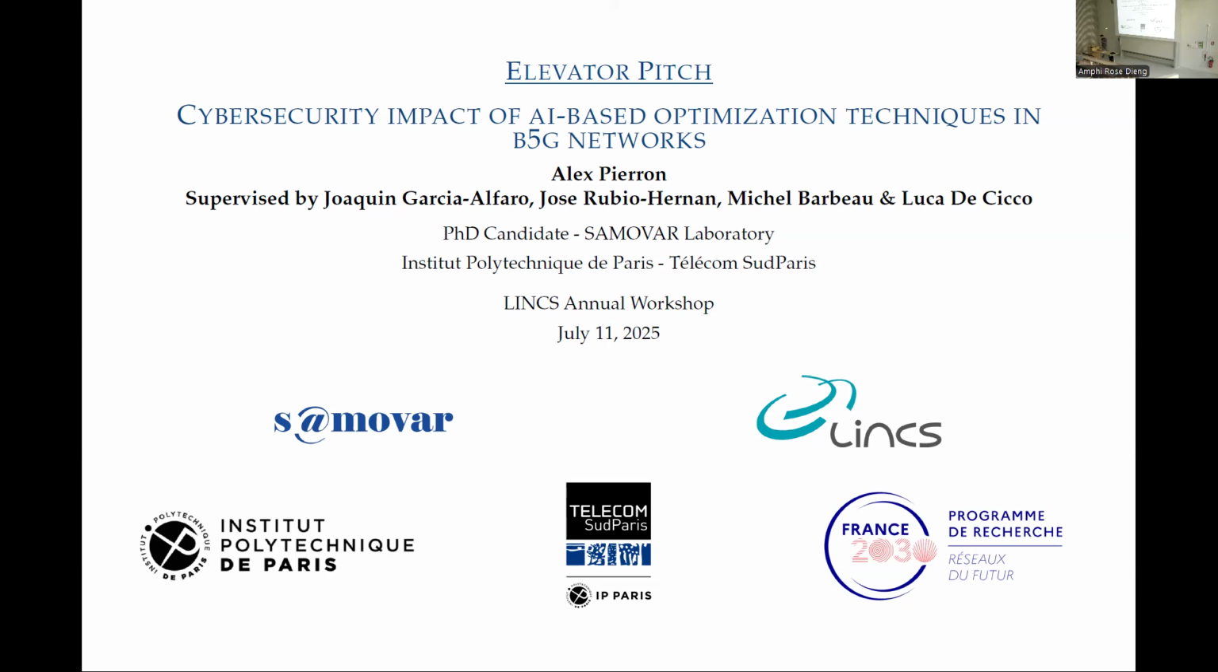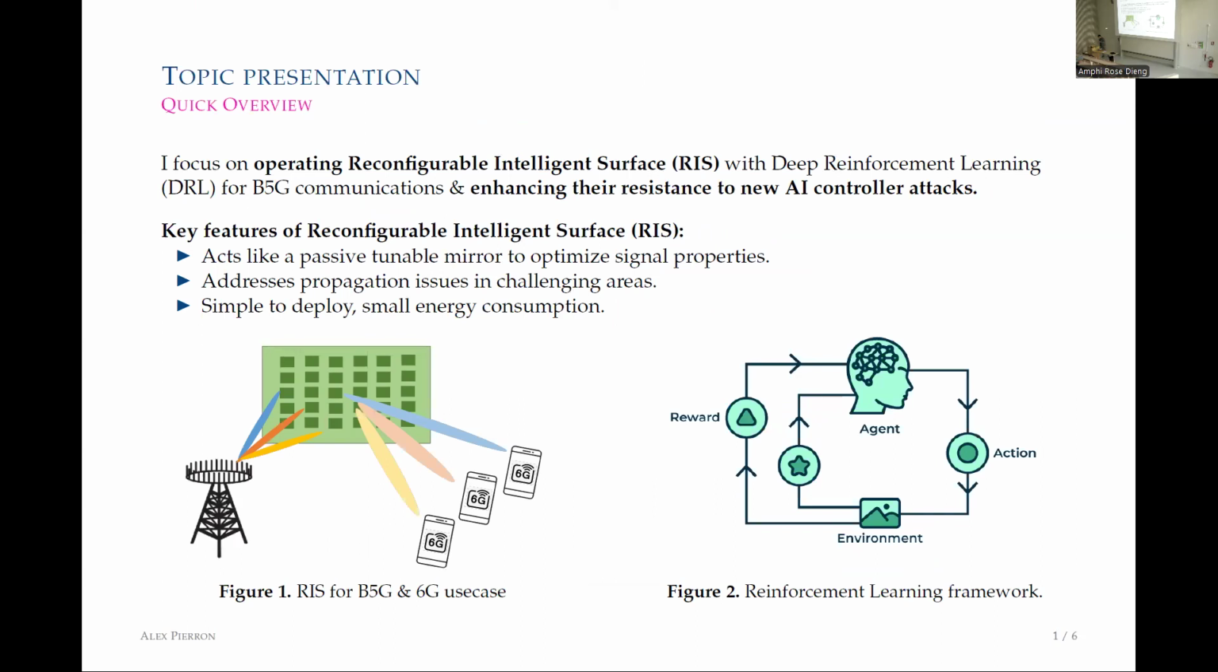So what is the topic of the PhD? It focuses on reinforcement learning and its risk while operating RIS. What is a RIS? It's this thing. It's a tunable mirror that you can use in order to reflect a signal. So what's the use of it? It's very useful to deal with obstacles when usually you would use another antenna. Now we can deploy a RIS and use it to send the signal to your users.